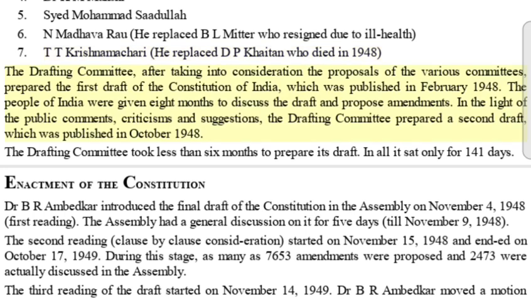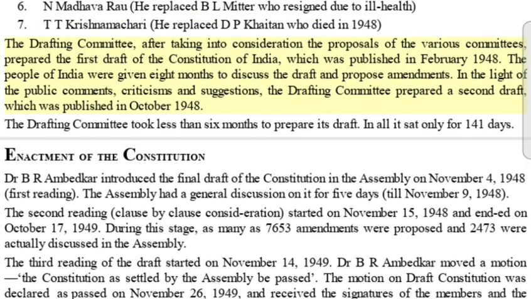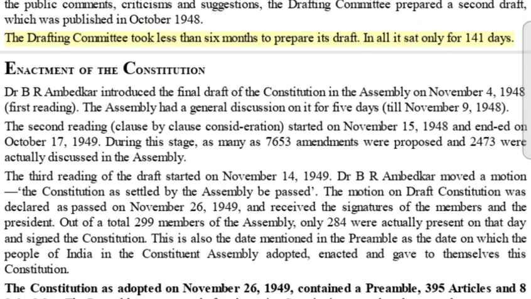The Drafting Committee, after taking into consideration the proposals of the various committees, prepared the first draft of the Constitution of India, which was published in February 1948. The people of India were given 8 months to discuss the draft and propose amendments. In the light of public comments, criticisms and suggestions, the Drafting Committee prepared a second draft, which was published in October 1948. The Drafting Committee took less than 6 months to prepare its draft. In all it sat only for 141 days.